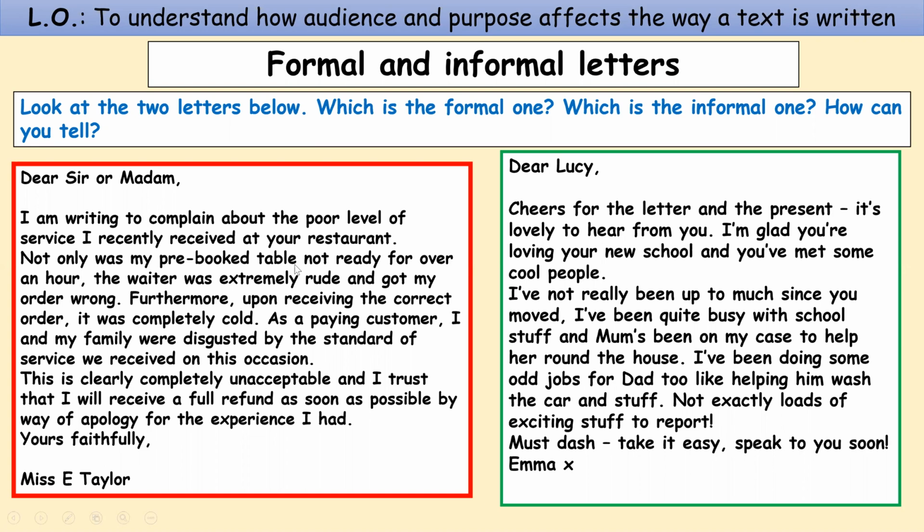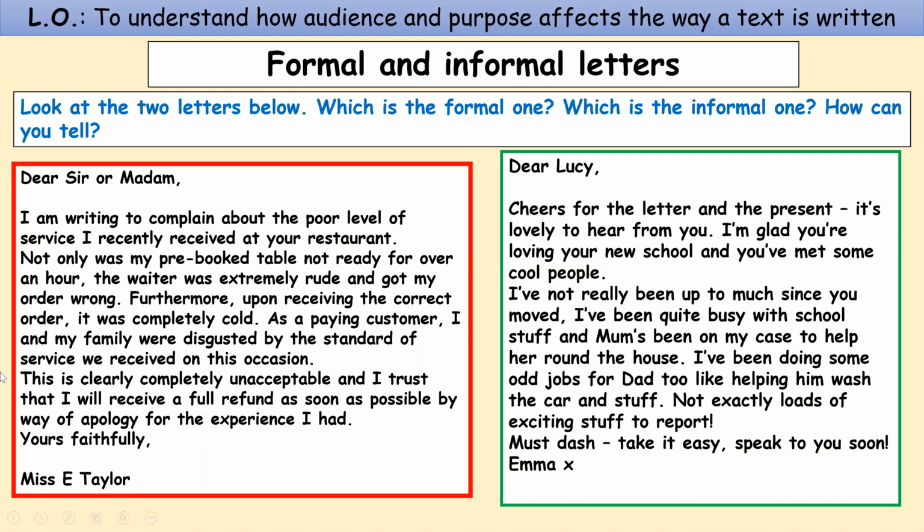"So not only was my pre-booked table not ready for over an hour, the waiter was extremely rude and got my order wrong. Furthermore, upon receiving the correct order, it was completely cold." So we go through the different stages of what went wrong and why this person should get their money back. So we've got this kind of list of reasons here. "This is clearly completely unacceptable, and I trust that I will receive a full refund as soon as possible by way of apology for the experience I had."